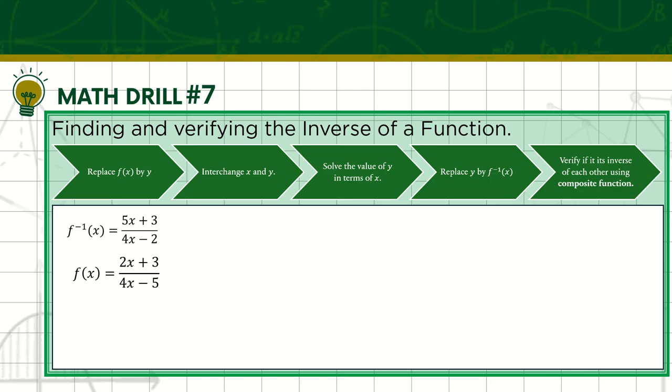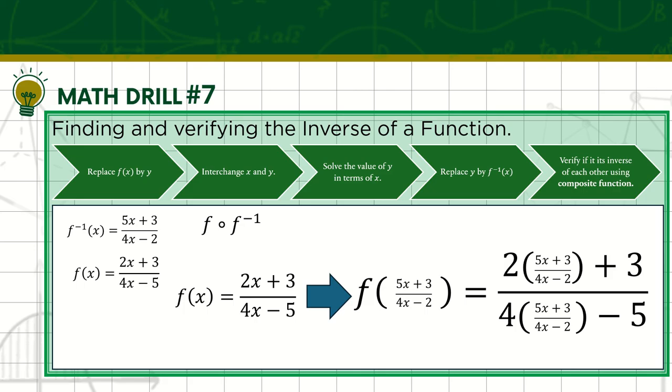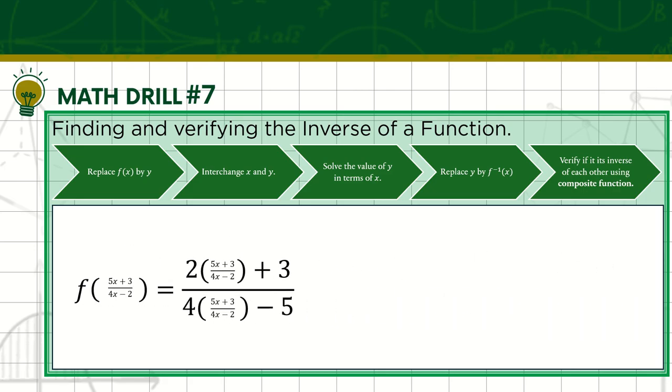Simply, we just need to look for f composed with the inverse function. So in here, let us rewrite first the f of x, which is (2x plus 3) all over (4x minus 5). Now, let us remove the x from the given function, which gives us this. And then, we're going to input the inverse of the function inside the parenthesis, which is (5x plus 3) all over (4x minus 2). Now we can simplify this.